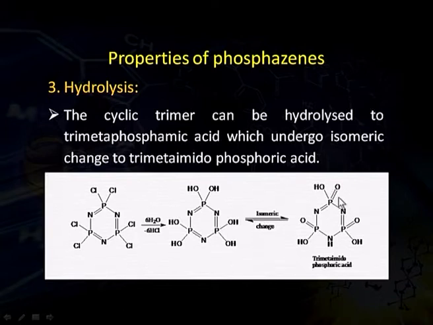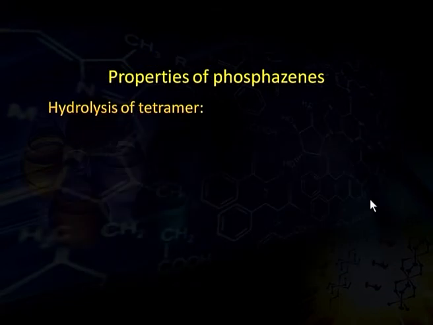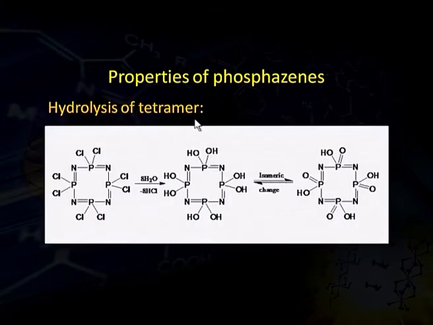This is the tetramer. When it is hydrolyzed, or reacted with 8 molecules of water, all the chlorine on this tetramer will be replaced by the OH groups, which undergo the isomeric change, and one of the OH on all the 4 phosphorus atoms will be changed to the carbonyl group. This cannot be called the carbonyl group because here it is the phosphorus atom. In a carbonyl group, carbon is present. So, we can say phosphorus is double bonded to the oxygen atom. Coming on to the nature of bonding in phosphazines.